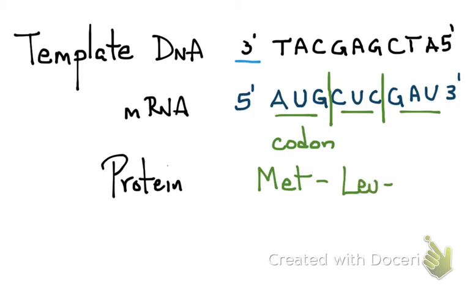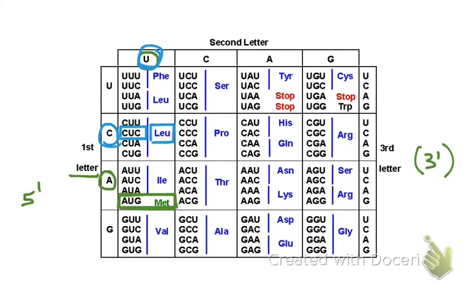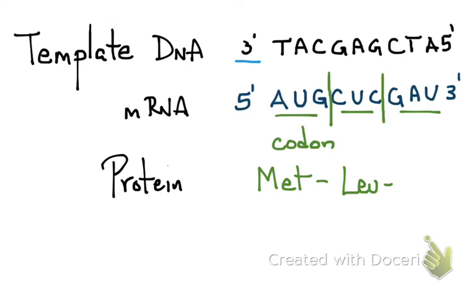If we follow the same process one more time for GAU, again, we're going to start out by looking for G. We're going to go to our second letter A and our third letter U, and that's going to code for the amino acid aspartate, or ASP. And so if we've done this properly, our protein, or our amino acid sequence, from the beginning of the mRNA to the end of the mRNA that we're looking at here is going to be methionine, leucine, and aspartate.